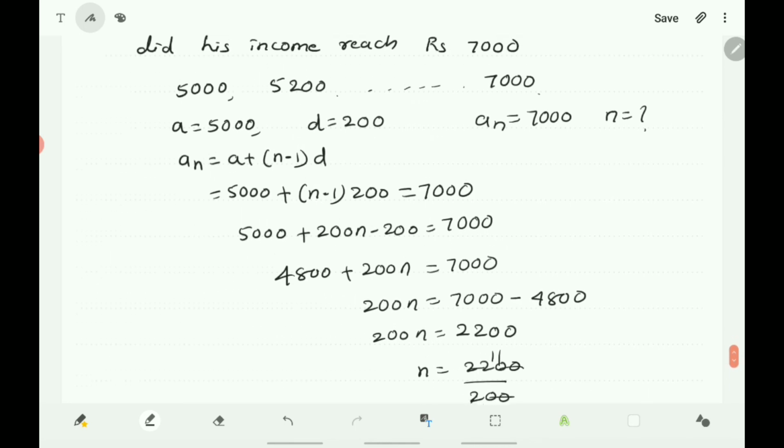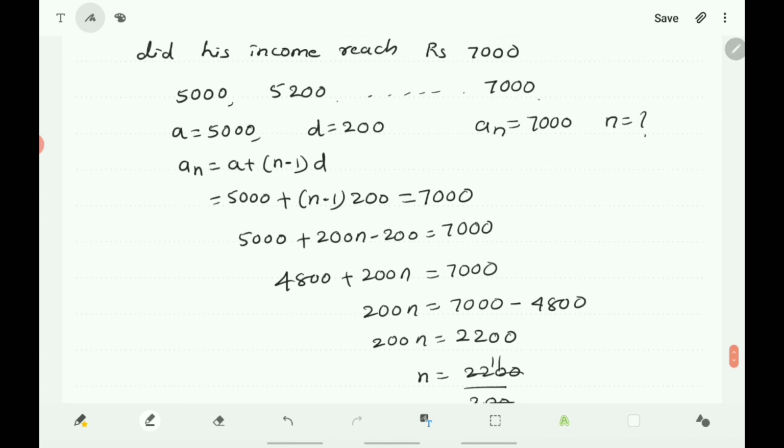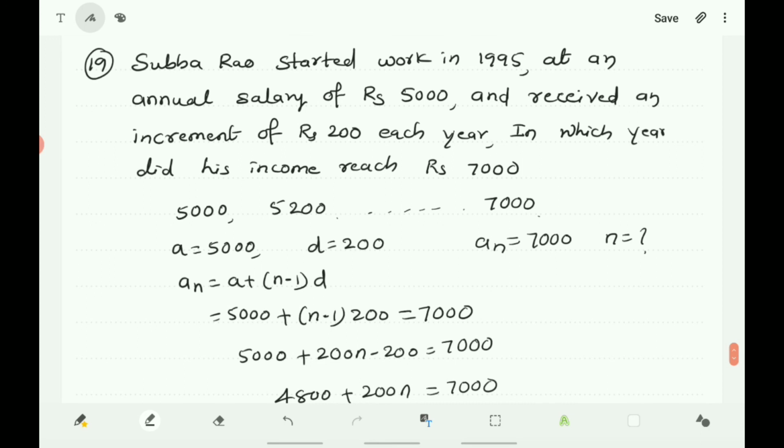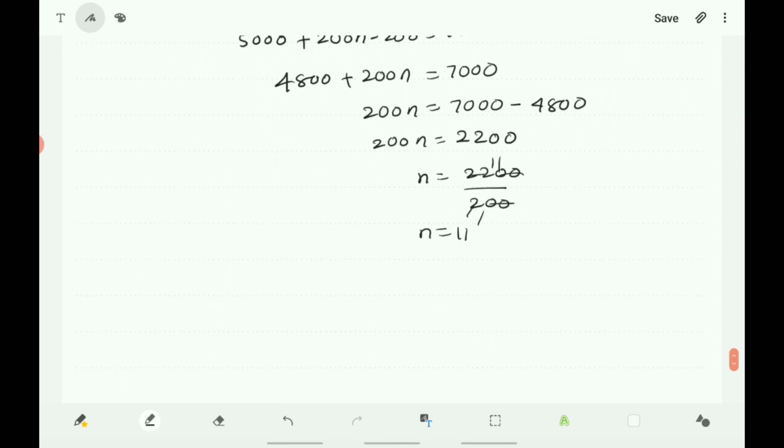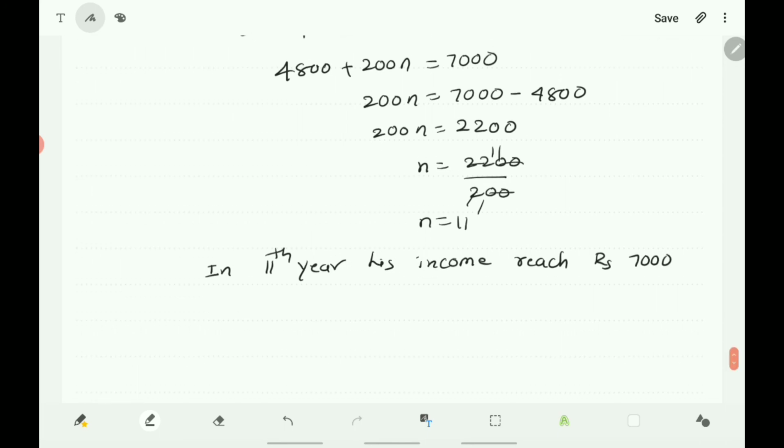So in which year? In the 11th year. In the 11th year his income reaches rupees 7,000.